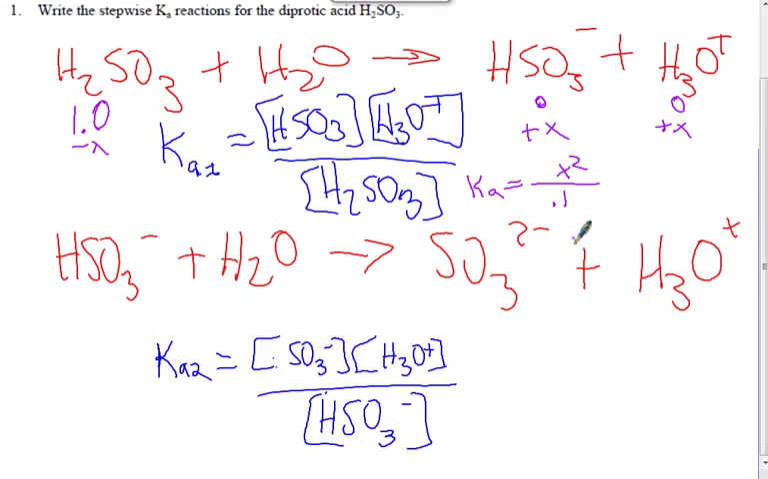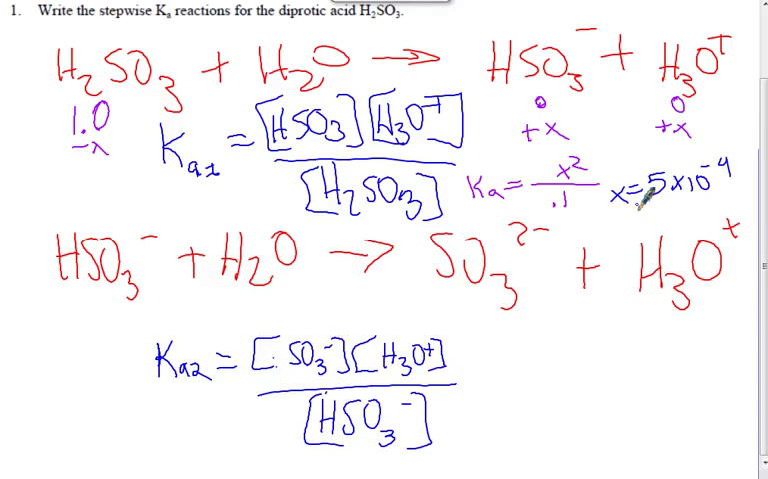And let's pretend that we solved for x, and the answer was 5 times 10 to the minus 4th, or something like that. Let's pretend that's the value for x. So that's the first reaction.